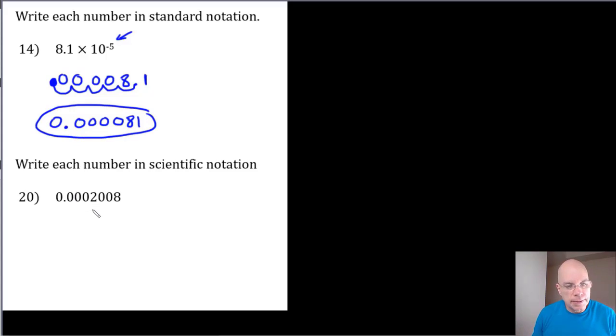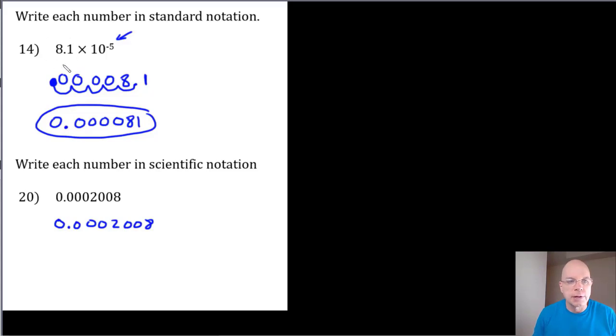This number, number 20, to write it in scientific notation, the first thing we do is copy it exactly as we see it. 0.0002008, which is 2008, I don't even know, 10 millionths here, I guess. But in any case, what you want to do next is think about where I need this decimal to be so that my first factor is correct.